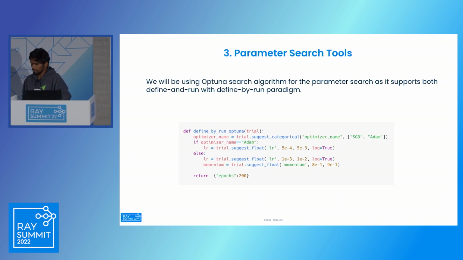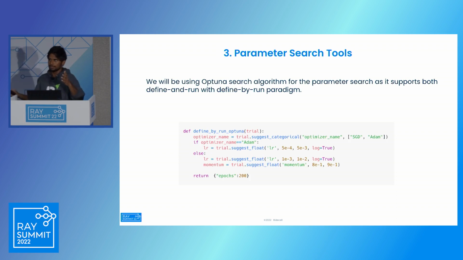RayTune provides integration with some of the most commonly used parameter search libraries like HyperOpt, Nevergrad, and Optuna, etc. These parameter search libraries basically optimize the grid search process. As I mentioned, we have a few hyperparameters, maybe half a dozen, that we want to search across, and there is a range for each hyperparameter.